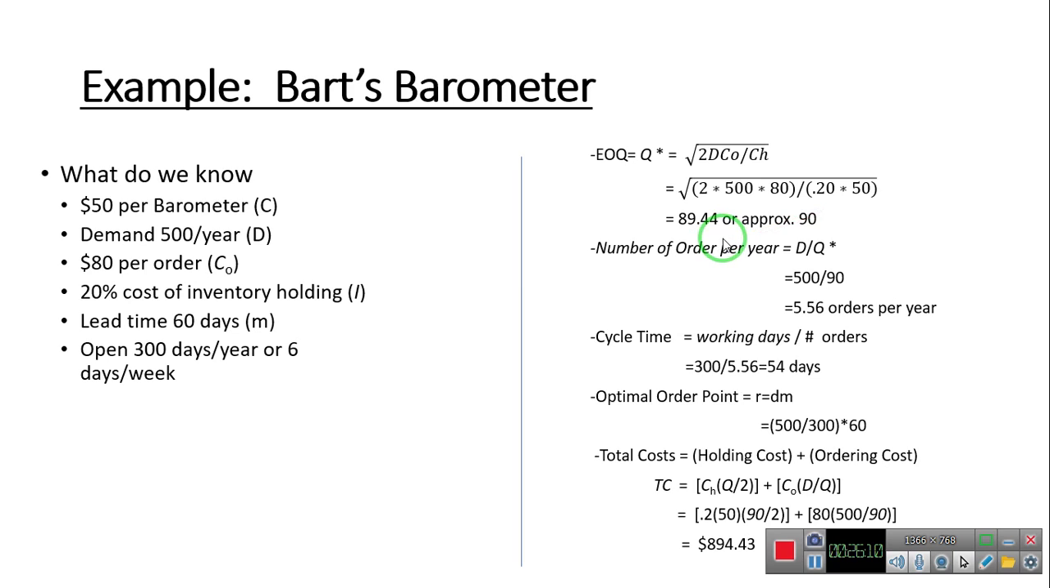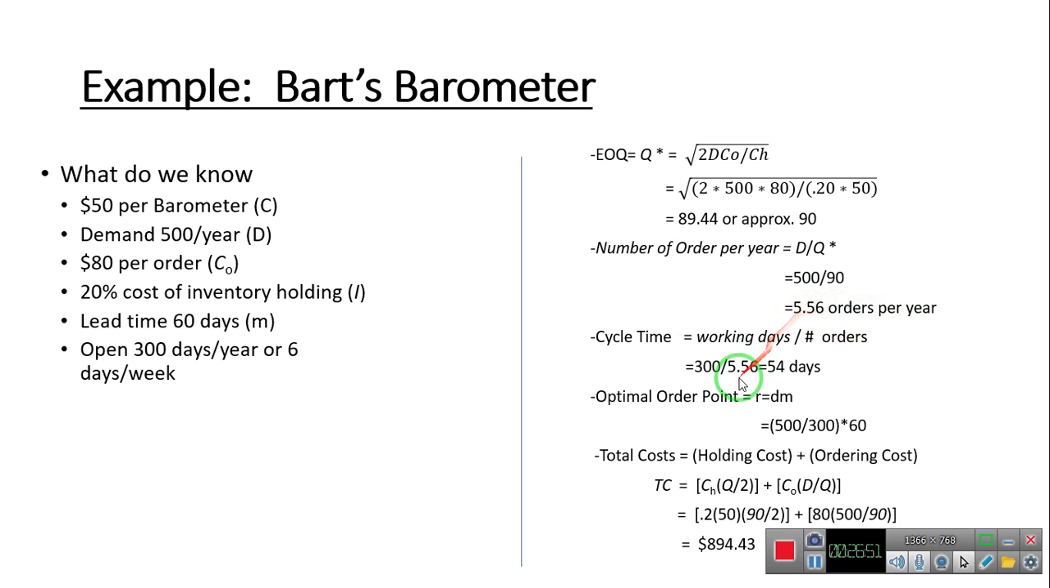Obviously here you need to round up because you can't order 89 and a half barometers, right? So you need to do an approximation to 90. All right, so now you know that the perfect amount to order, Q star, is 90. If you're going to sell 500 of these things, and every time you order you're going to order 90 at a time, 500 over 90 gives you 5.56 orders per year. So now you know how many times you're going to have to order per year.